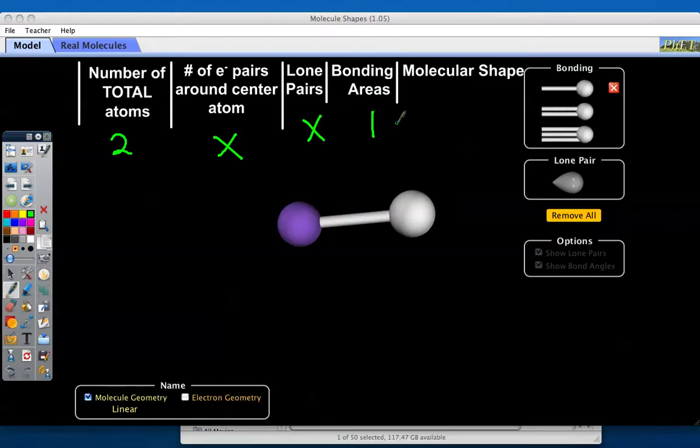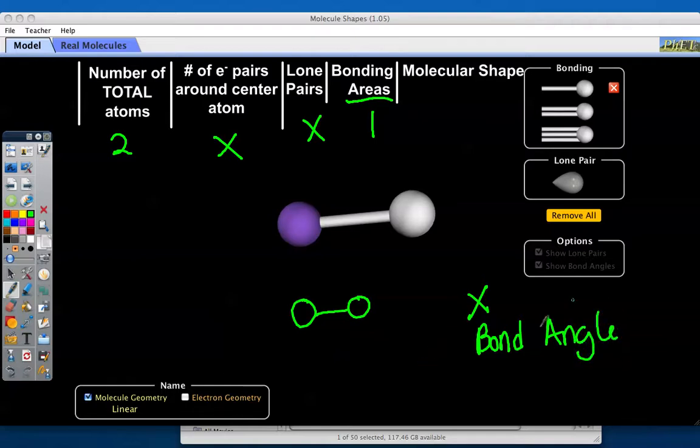I think your packet says bonding pairs. I would change that to bonding areas. That just makes a little bit more sense to me. So to sketch the molecule, I draw a circle and a line and another circle. The bond angle, you can put an X in the bond angle box as well. We don't have another bond to measure the angle between them, so you don't need to worry about that. The shape here is linear. Our atoms are in a straight line, so they are linear.